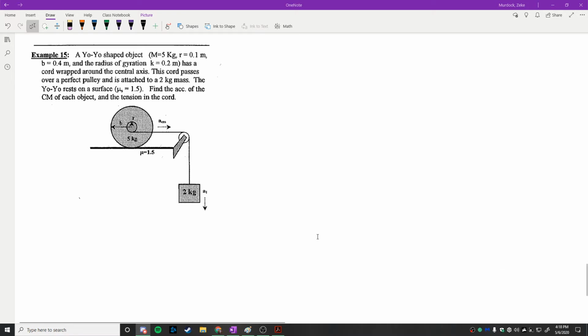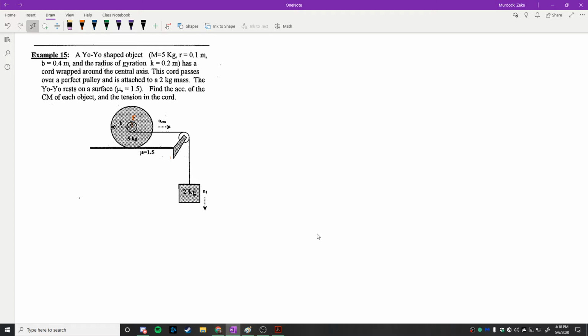So this is the problem we're going to talk about now. I don't know how long this one will take. It's kind of complicated. But what we have here is a yo-yo shaped object with a mass of 5 kilograms and a radius little r. That's this radius here. I don't know if you can read that. That's little r, the inner radius. And b is the outer radius here.